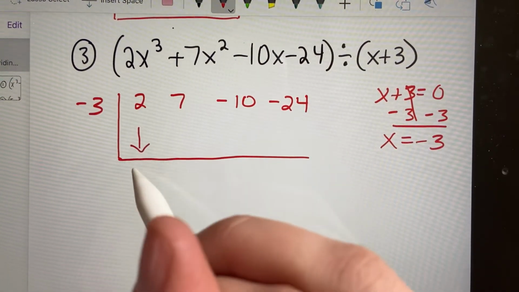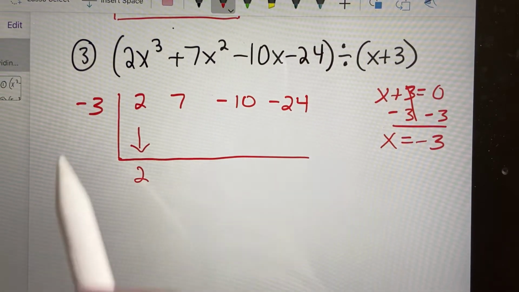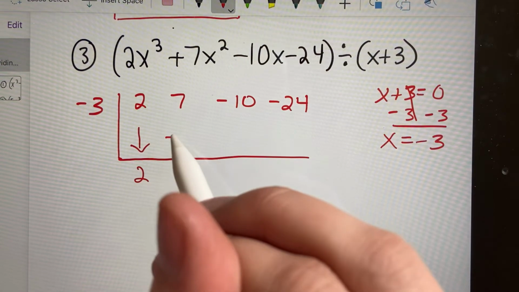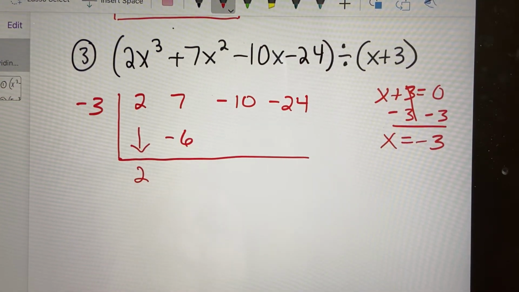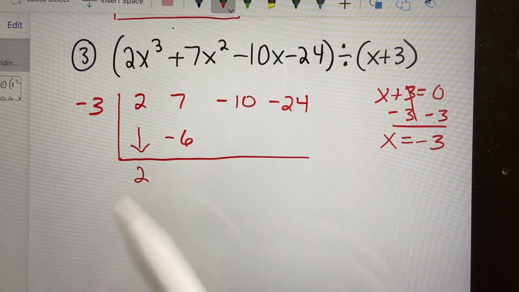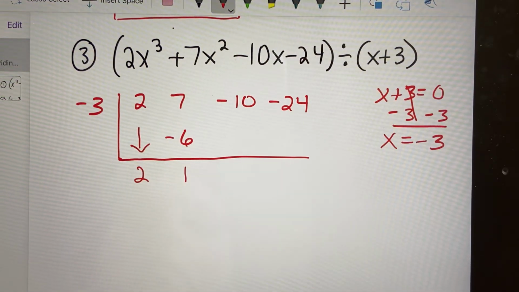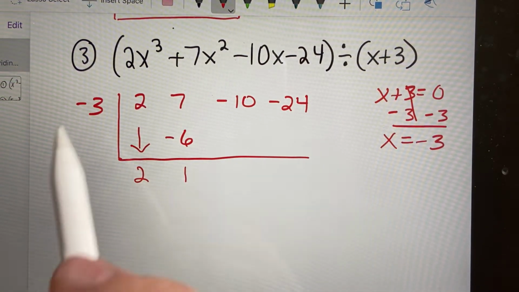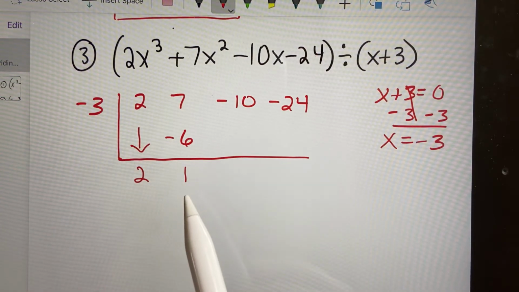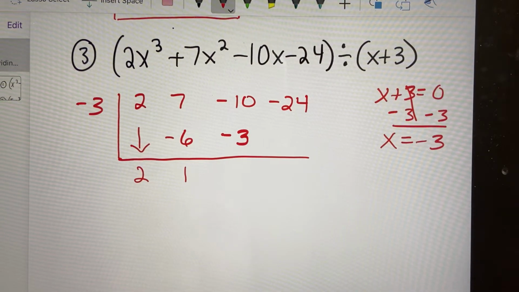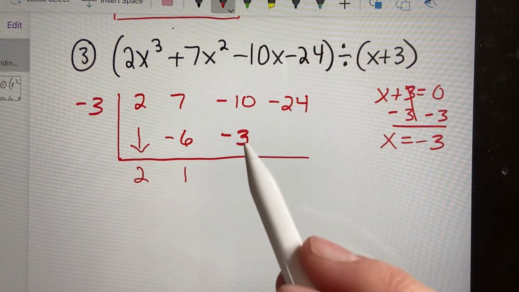Drop down this 2, and then we'll multiply. Negative 3 times 2, that's negative 6. Put that underneath the 7. Then we'll add 7 plus negative 6. You guys know that's 7 minus 6, right? So that's 1. Then we're going to multiply again. Negative 3 times 1 is negative 3. Put that underneath the negative 10. And then add negative 10 plus negative 3.